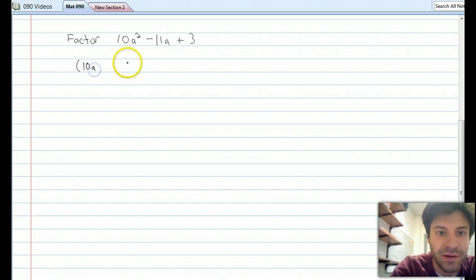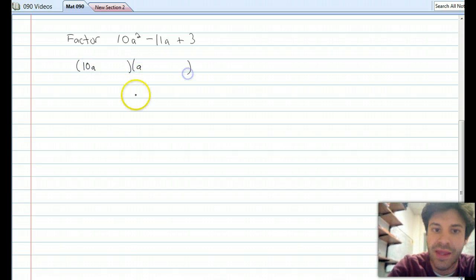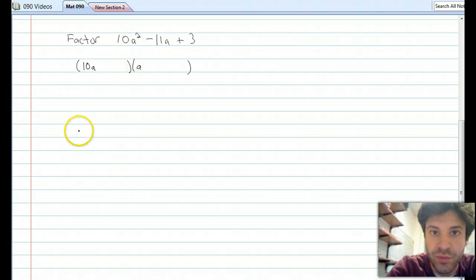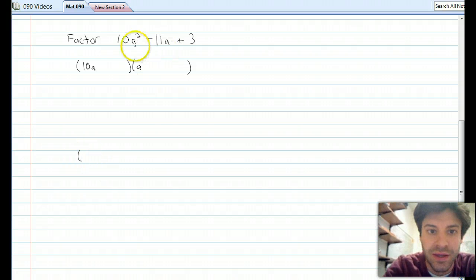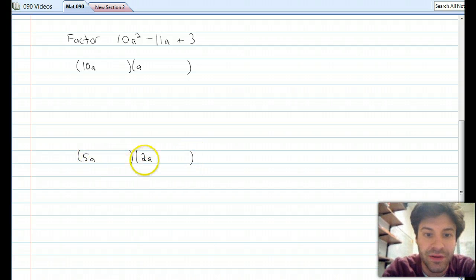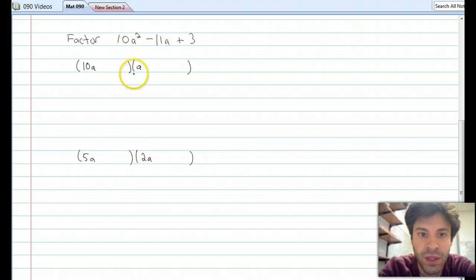We could put a 10a here and an a here, and that would give us our first term of 10a squared. Another entire group of possibilities, I'll put it down here, is going to be to use the numbers 5 and 2. Now if you're going to FOIL out these two terms, 5a times 2a would also give you a 10a squared. Now we know that this middle term is going to be negative, so that's going to narrow down our possibilities here. For example, we wouldn't think that putting a +1 here and a +3 here would make any sense because we couldn't get a negative middle term.